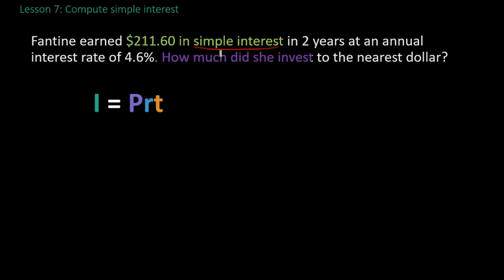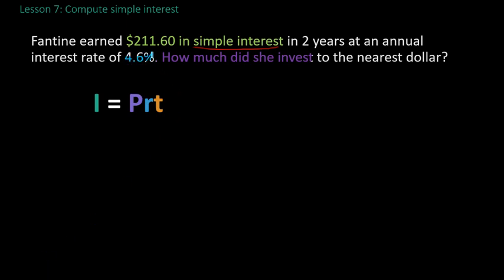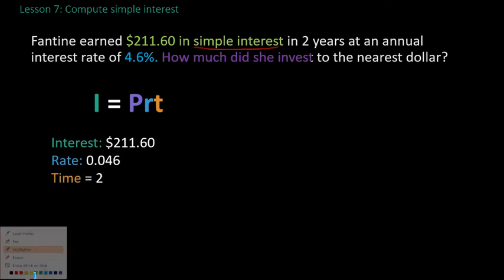Okay, so what information did they tell us? Well, they told us that the interest is equal to 211.60. Principal, we don't know. That's what we're trying to figure out. Rate is 4.6%, which of course will convert to a decimal as 0.046. And finally, time. Well, this time they actually gave it to us in years, so we don't need to do any sort of conversion. Time is just 2 for 2 years. So let's set this up.